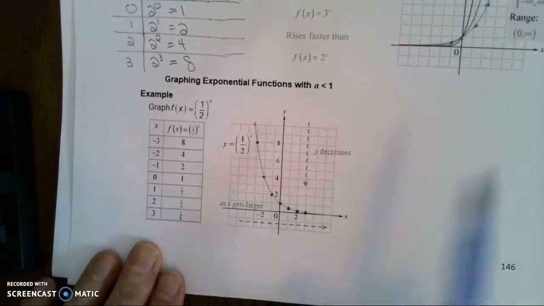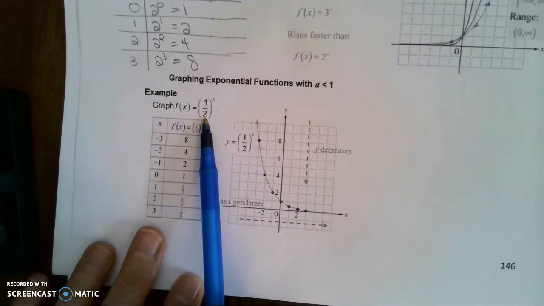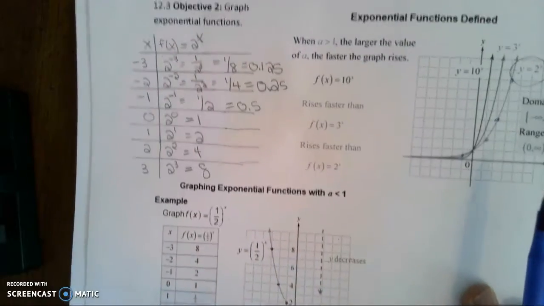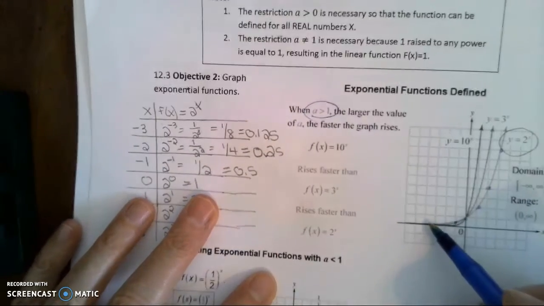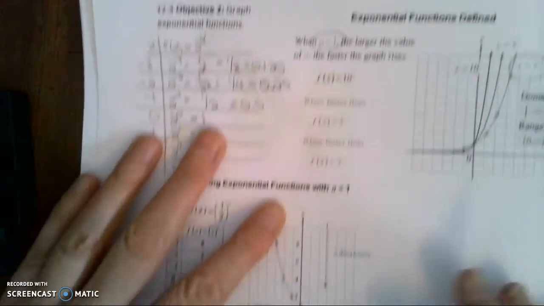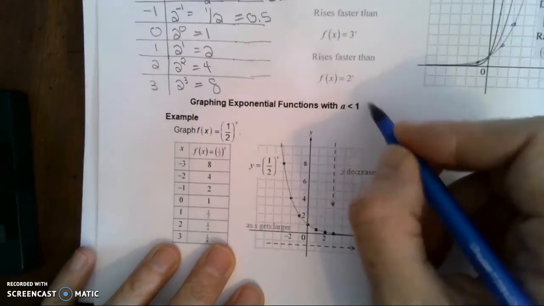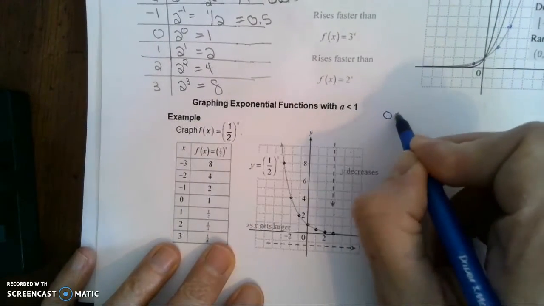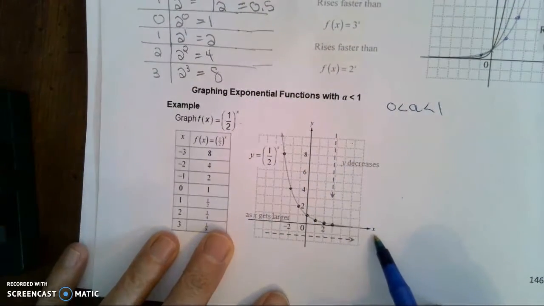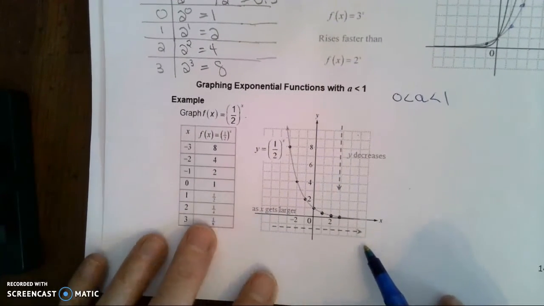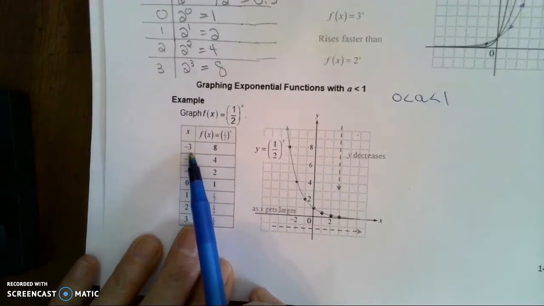The next example is where a is between 0 and 1. Just kind of more information if you want to know. If a is greater than 1, then it'll always go up from the left to the right. If a is between 0 and 1, I guess she has it right there, then it should look something like this. It should fall from the left to the right. So just kind of looking at these numbers here.